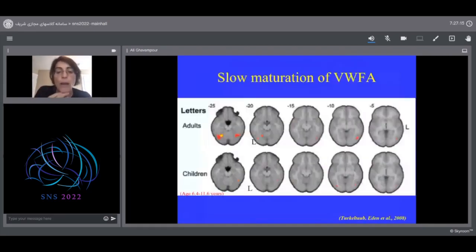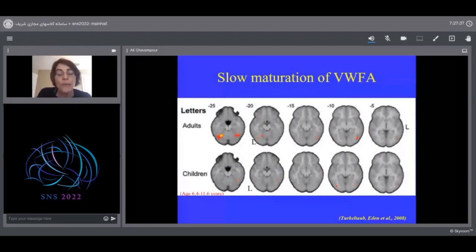There is also very slow maturation of the visual word form area in children ages 6.4 to 11.6 years who are already learning to read. We are not seeing anything like the activation in the adults in the visual word form area. And again, I'll point out to you that here in the adults, we can see bilateral activation.